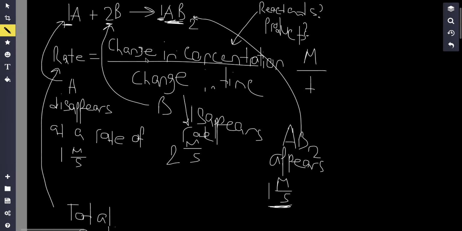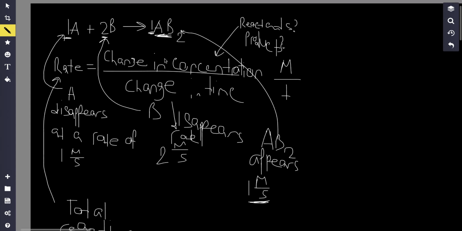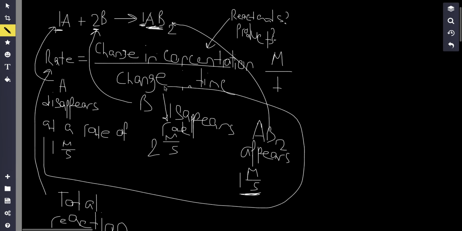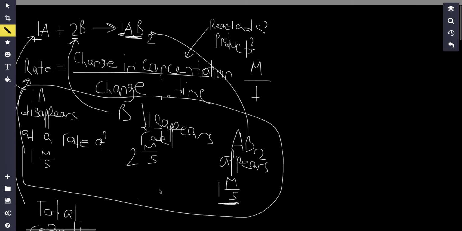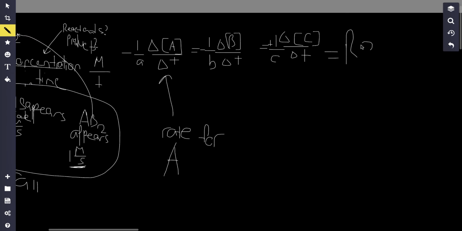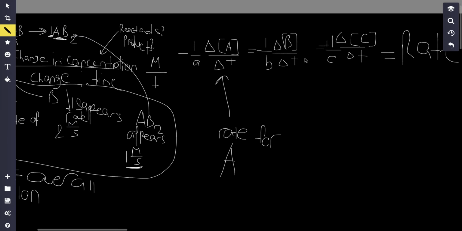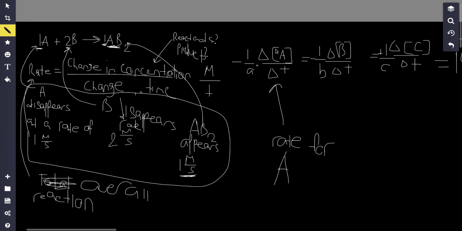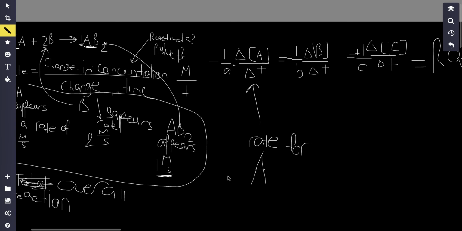And what do I mean by that? Well, is there any way to make all of these values equal? Okay. So the rate for the total reaction, that's going to be equal to negative 1 over a times the change in concentration of A divided by the change in time, aka the rate for A, right?